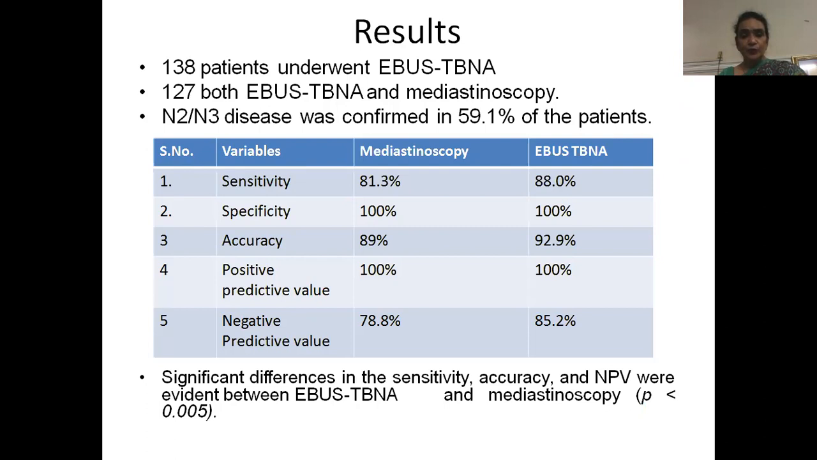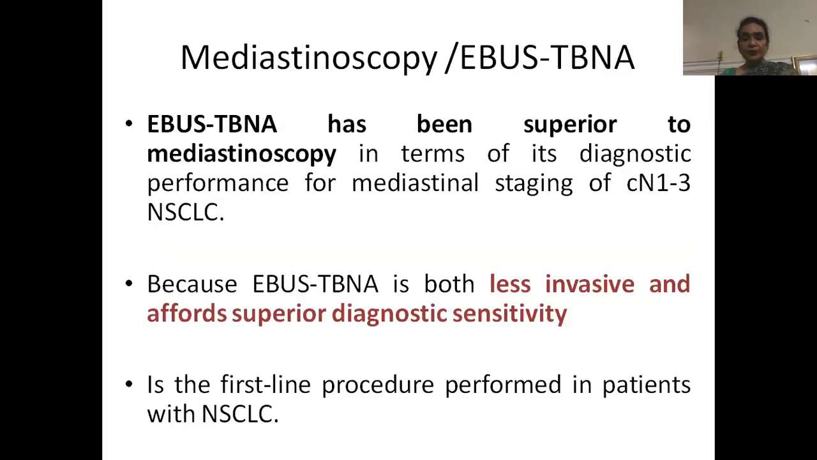The N2, N3 disease was confirmed in 59.1% of the patients, and there were significant differences in the sensitivity, accuracy, and negative predictive value between EBUS TBNA and mediastinoscopy, with a p-value less than 0.05. EBUS TBNA has been superior to mediastinoscopy in terms of its diagnostic performance for mediastinal staging of N1 to 3 NSCLC. Because EBUS TBNA is both less invasive and affords superior diagnostic sensitivity, it is the first line procedure performed in patients with non-small cell lung cancer.